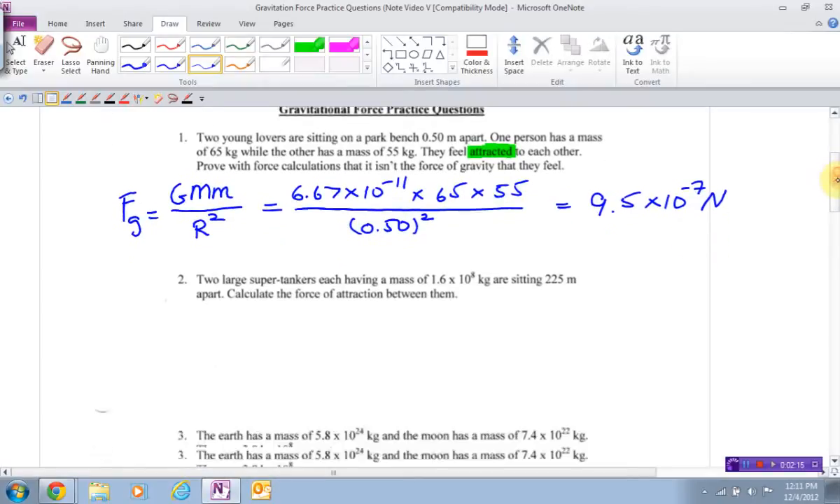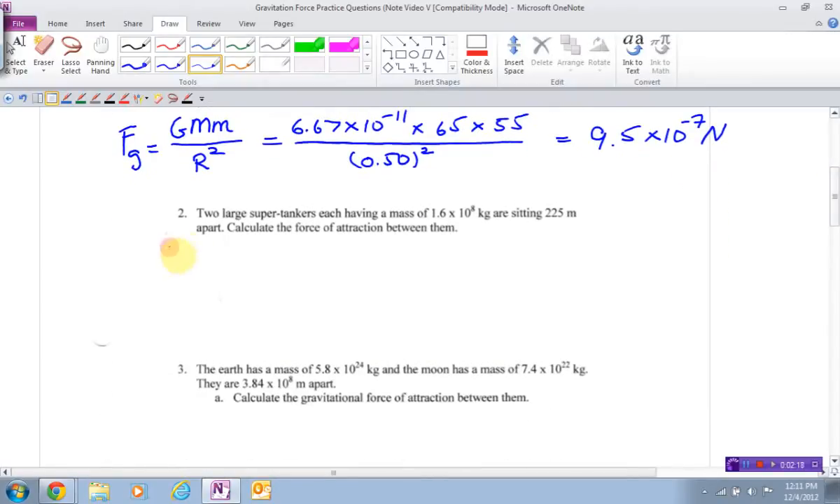Okay, there's another example then, example 2. And this time we have 2 large supertankers, each having a mass of 1.6 times 10 to the 8 kilograms. And they're sitting 225 meters center apart. We want to calculate the force of attraction this time.